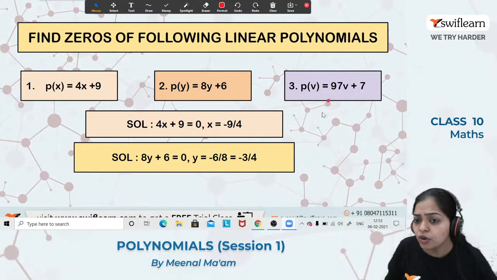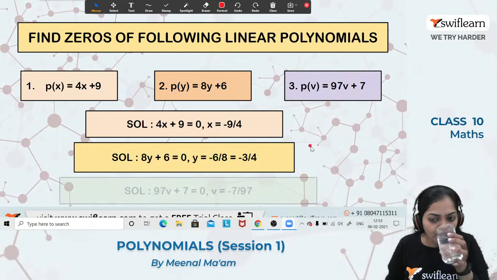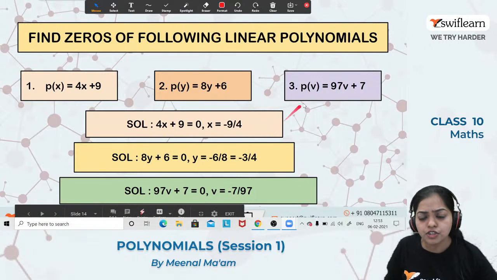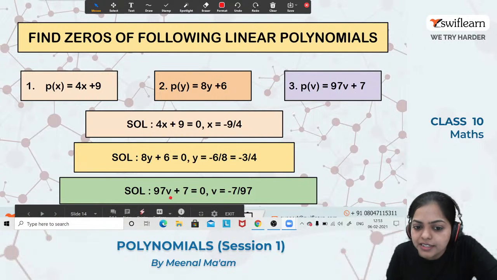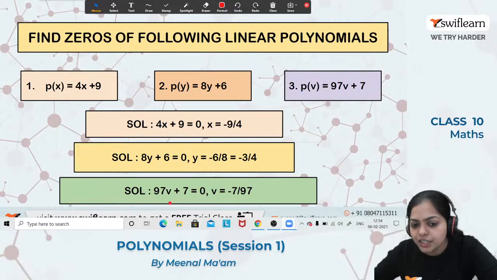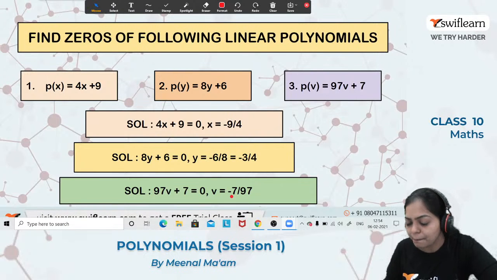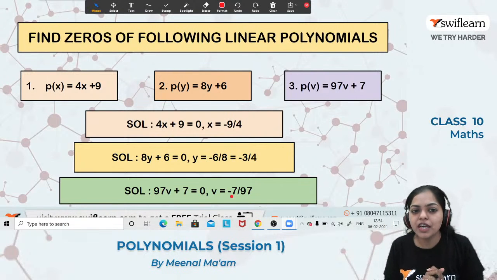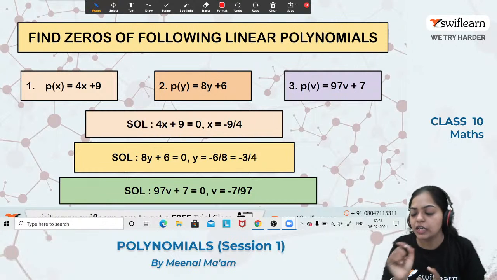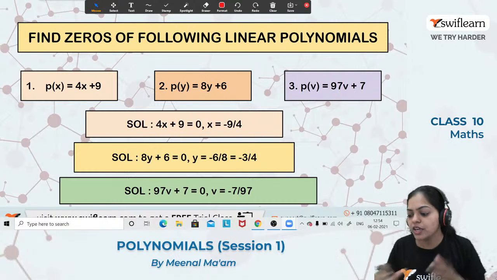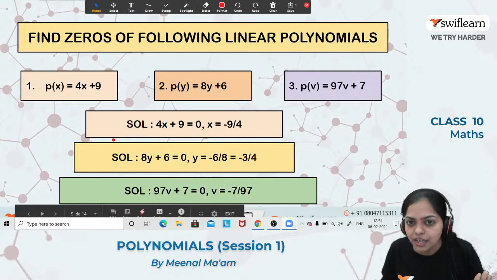Okay, let's have a look at the third one. What is given in the third one? 97v plus 7 is equal to 0. By putting this expression equal to 0 and shifting the values to the right hand side, we get v equal to minus 7 by 97. Got it? Alright. So in this way, we solve the zeros of a linear polynomial.